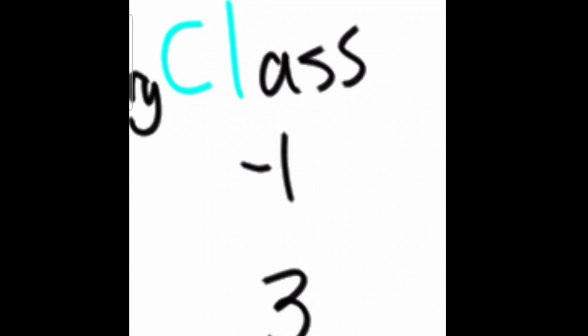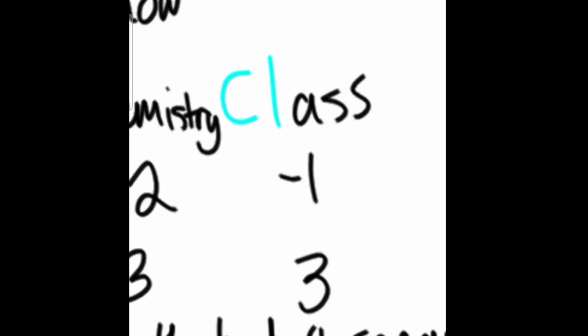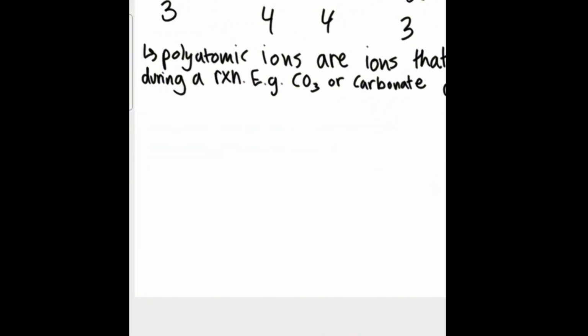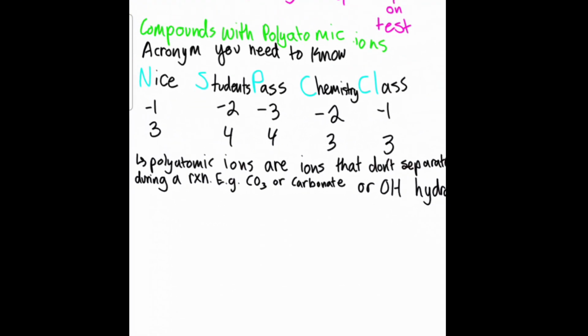What does the Cl stand for in class? Chlorine. What is the charge? -1. How many oxygens does it have? 3. Good job. Now, I'm going to look this way. Now, what is the acronym? Correct. Nice Students Pass Chemistry Class. Be that nice student and pass chemistry class.